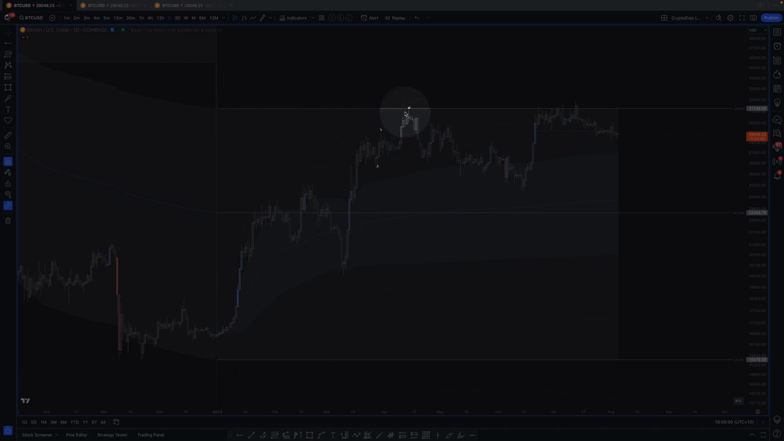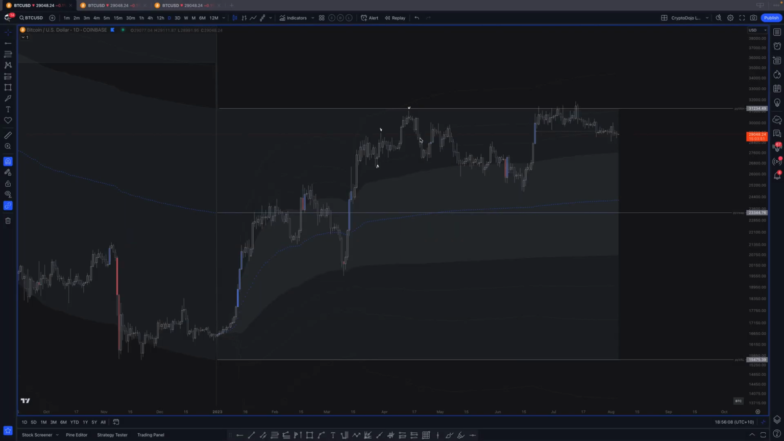And then obviously when we really start to move away from it, it's a bit of a telltale that, hey, it's probably time that we return to some fair value and give it a test and see if these prices are what the market agrees to.